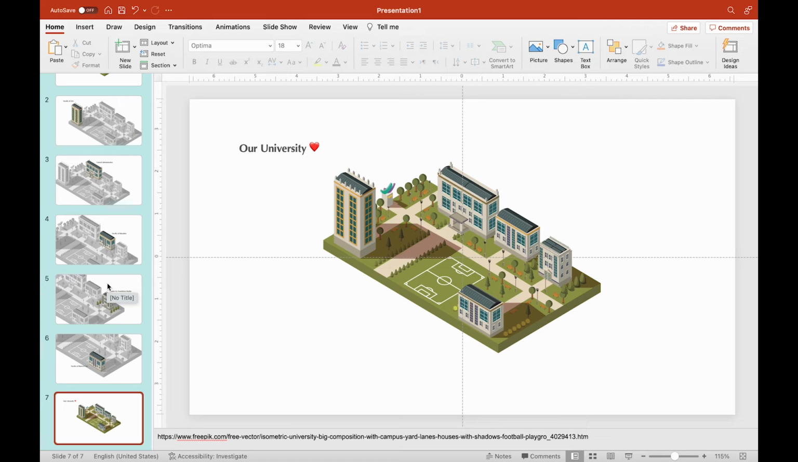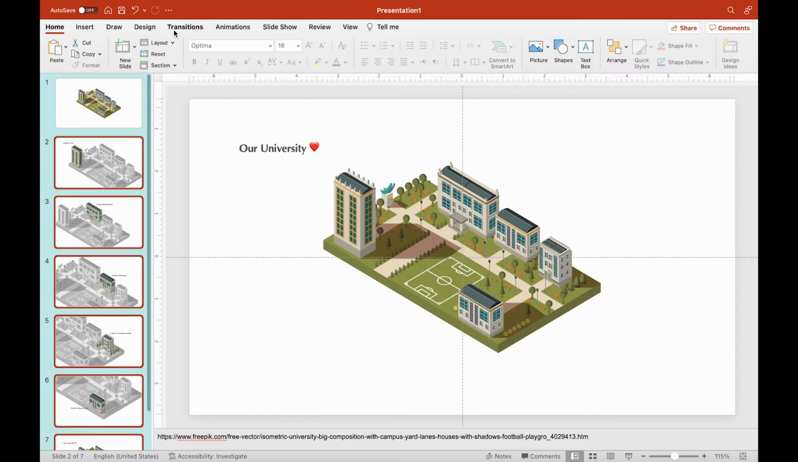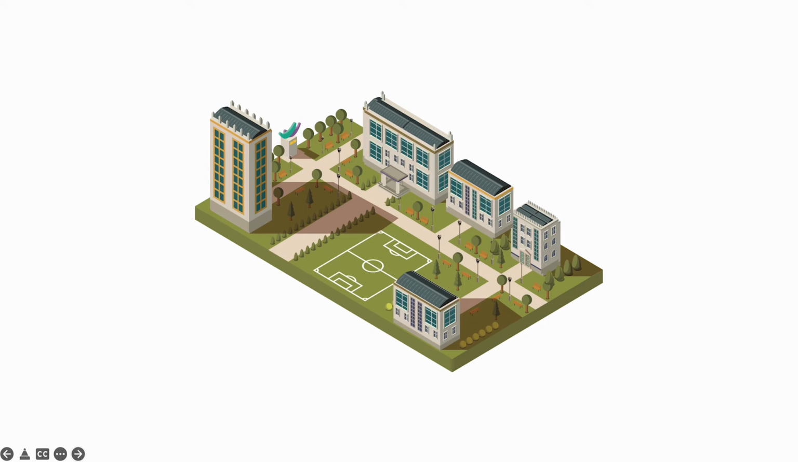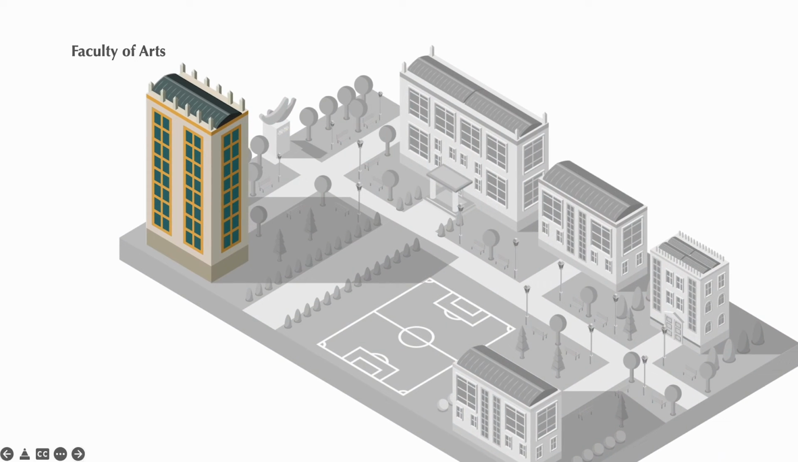Now select all the slides other than the first slide and go to transitions and select morph. Finally, this is our output. Based on the support for the video, I'll be creating more videos like this, inshallah.